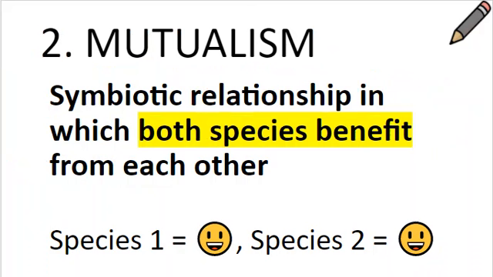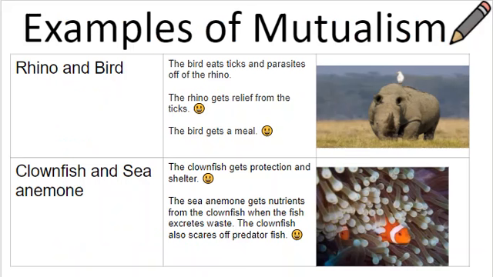In mutualism, both species benefit from each other. So the emojis are both happy emojis because they both benefit. Please just pick one example of mutualism and write it in your notebook.